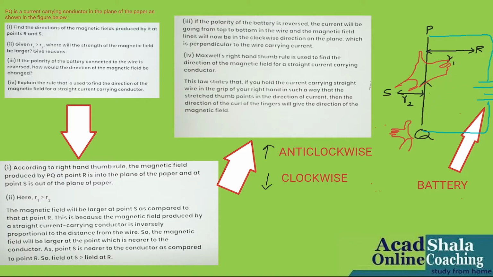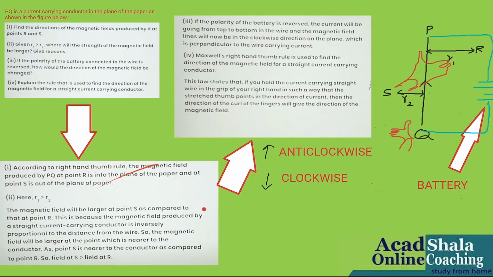And when I keep on curling my fingers like this, my thumb will go over here and the curling of the fingers will come outside the paper. So I will start with the curling inside the paper. Then again, I will keep on curling my fingers, and it will come outside the paper.